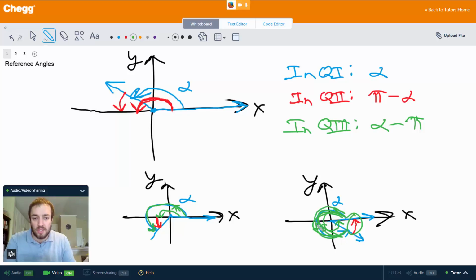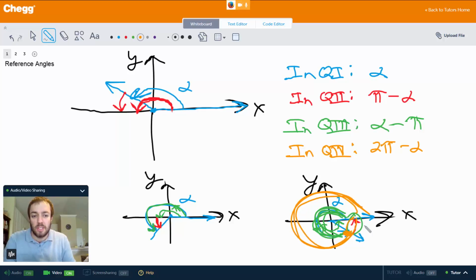Well, what is this piece that we want to subtract? It's alpha. So in quadrant 4, the reference angle is going to be 2 pi minus alpha. If we go around all the way, that's 2 pi. Subtract off just this piece that ends right here, then all we have left is this piece right here. And this piece is exactly the reference angle, which is exactly what we want.